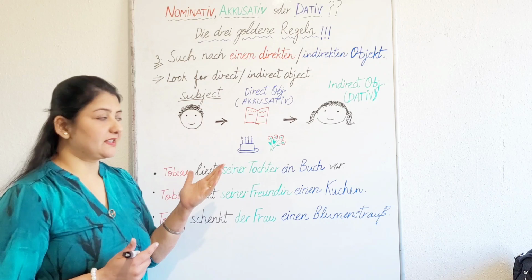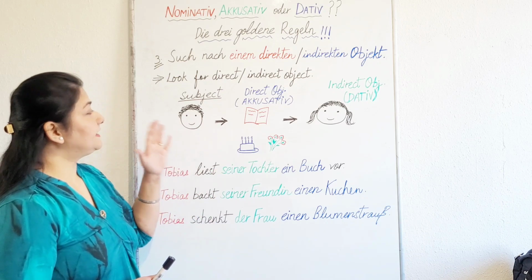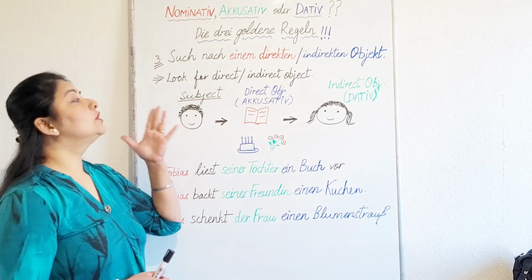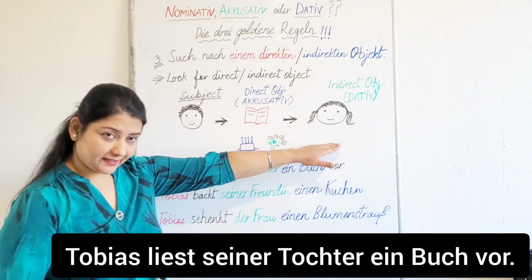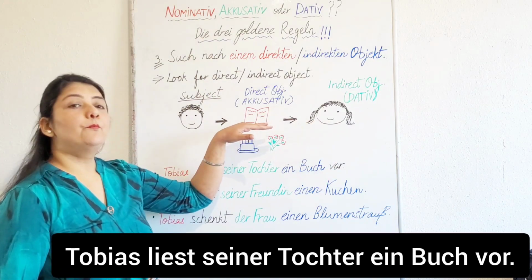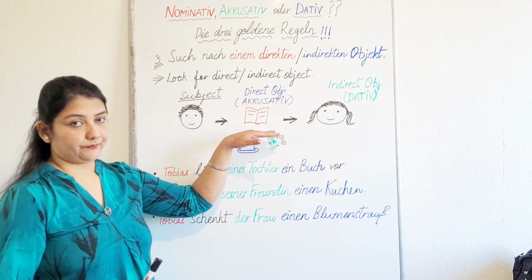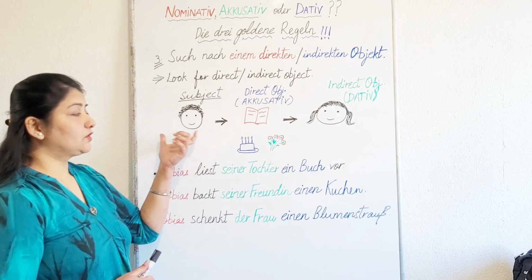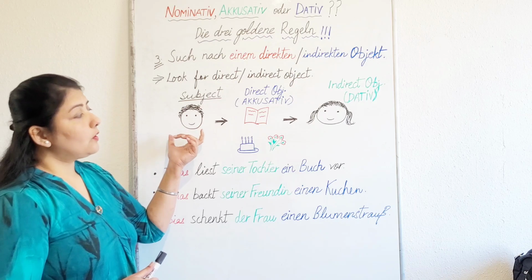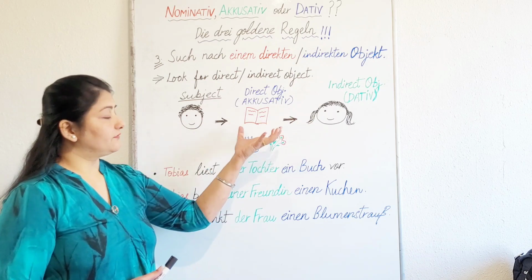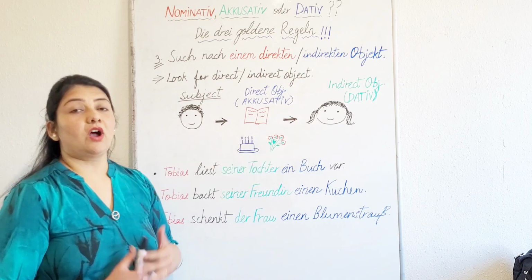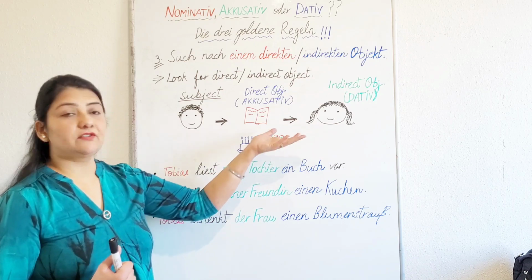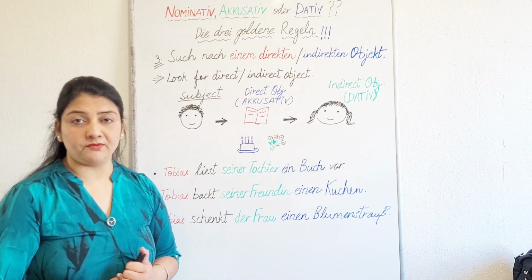Let's see the first example. So here again the subject is Tobias. Tobias liest seiner Tochter ein Buch vor. So in this case, subject Tobias. Now we have two objects. One is the book and one is the daughter, the Tochter. So how do we decide which one is the direct and which one is the indirect object?